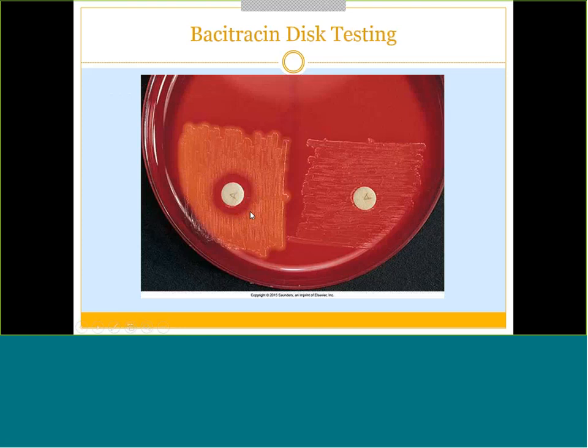Now, you guys did this with your antibiotic stuff. If there was a zone like there is on the left side, that means that the bacteria was susceptible to bacitracin. So this would be susceptible on the left side. On the right side, if it grew right up to the disc, it is resistant, meaning that antibiotic did not bother it at all.